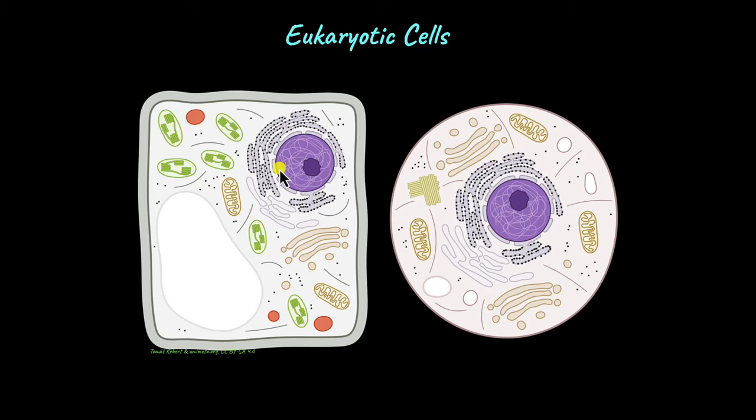Take a look at the two types of eukaryotic cells here. This here is a plant cell and this here is an animal cell. Now the central striking similarity between these two types of cells is the presence of the cell nucleus. This central organelle that is found in both plant cells and animal cells is the cell nucleus.